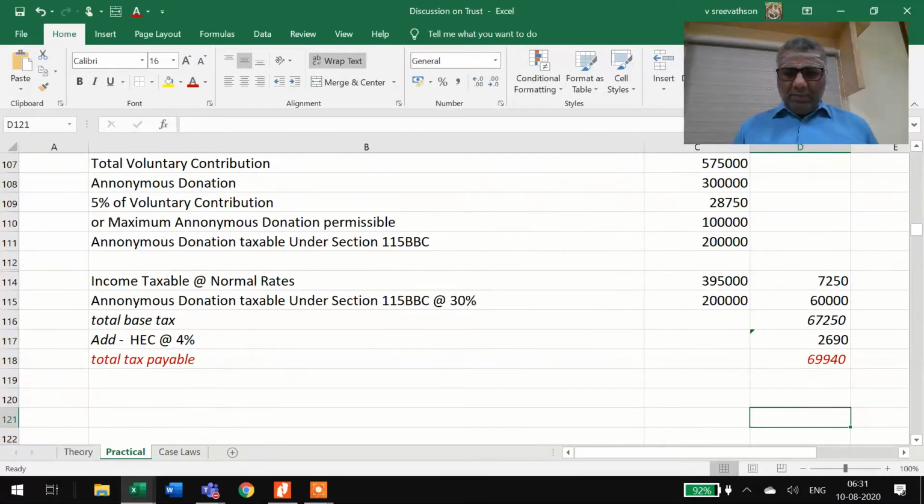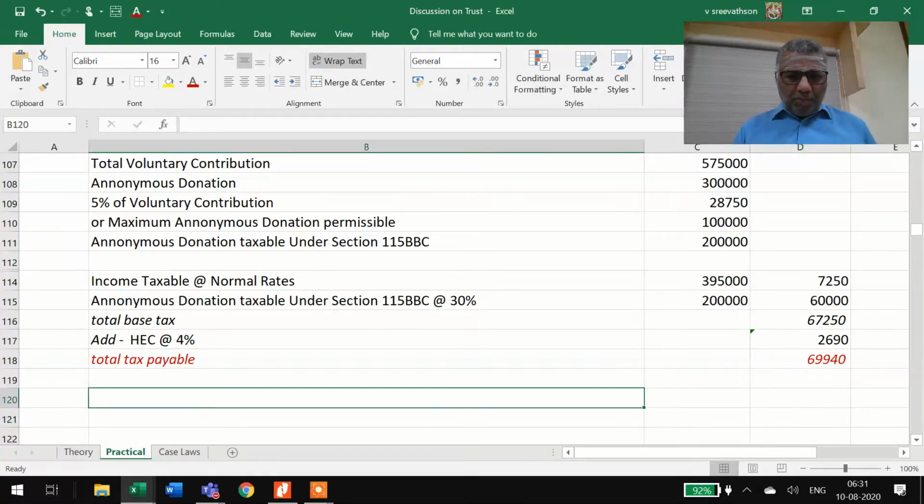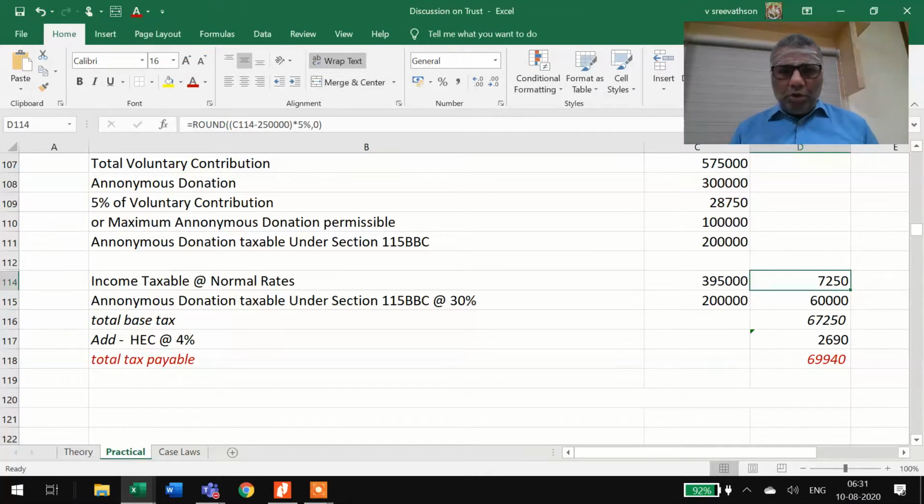And unfortunately, we cannot stop it here. We have to give an alternate. Sir, how is the 7,250 computed, sir? Income taxable at normal rates: 3,95,000 minus 250 into 5%. 1,45,000 into 5%.